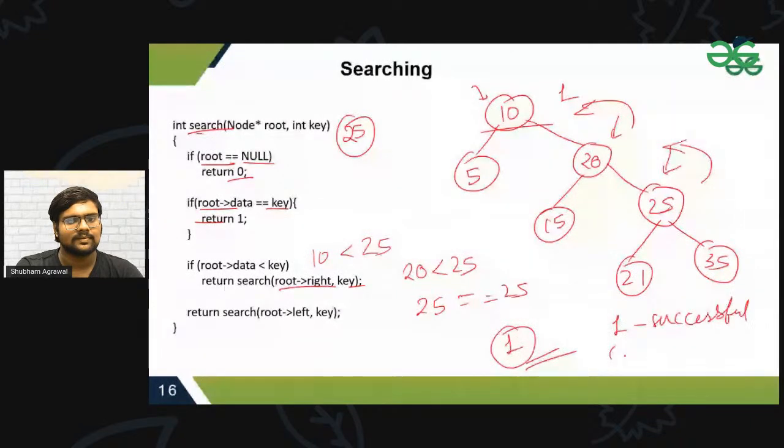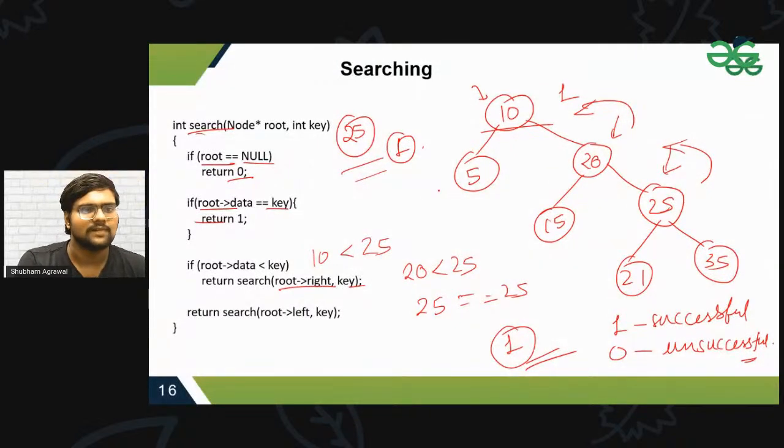So here 25 was present, hence the result is 1. Now if we search for 4, 4 is not present in this tree. So let's say the key is 4, then 4 is compared with 10, so 10 is less than 4 is false.